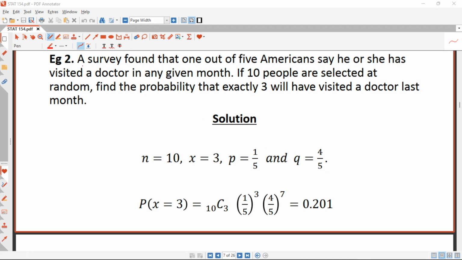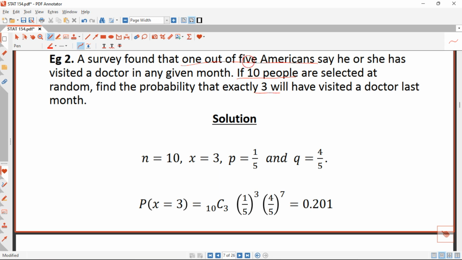Our second question is saying that a survey found that 1 out of 5 Americans says he or she has visited a doctor in a given month. If 10 people are selected at random, find the probability that exactly 3 will have visited a doctor last month. So at the end of the day, you can see that our p is given in the question, and then our n is given in the question here, and our x is given in the question.